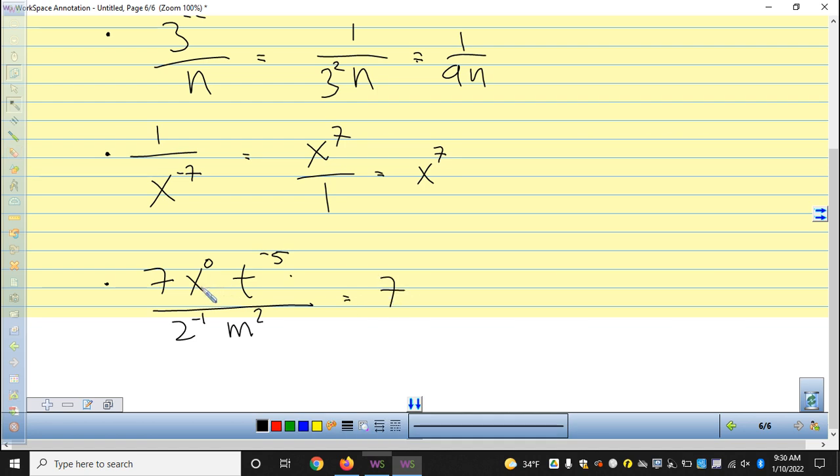What's x to the 0 power? 1. Anything to the 0 power is 1. So that's 7 times 1 times t to the negative 5, 2 to the negative 1, m squared. Well, 7 times 1 is just 7. What am I going to do with this t to the negative 5? I don't want that negative exponent, so what do I do with that t to the negative 5? Make it positive and put it on the bottom. So on the bottom, I'm going to have 2 to the negative 1 m squared t to the 5th.